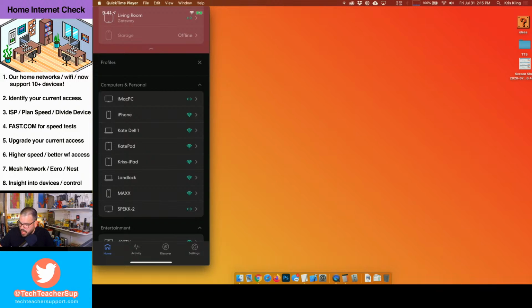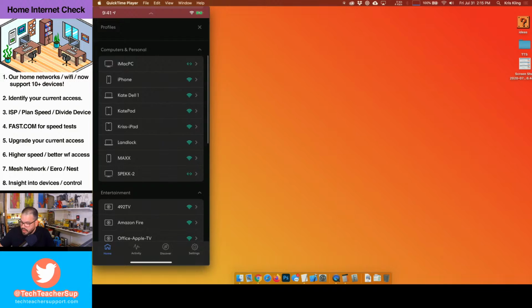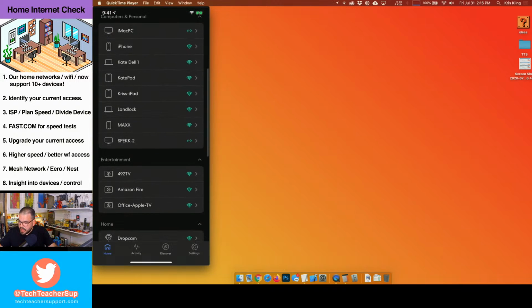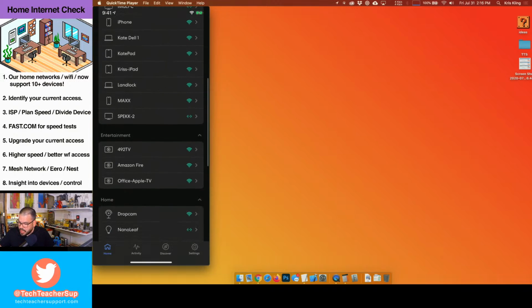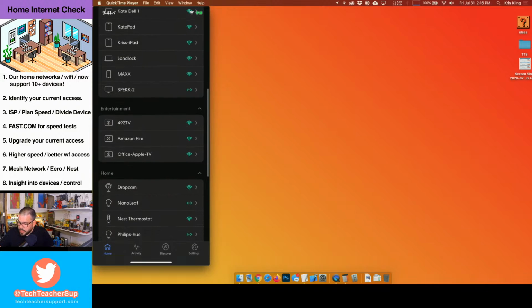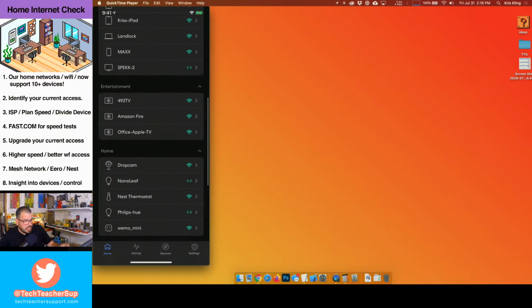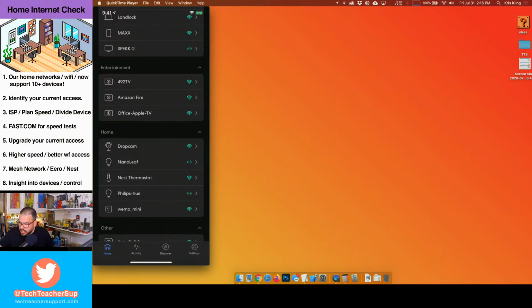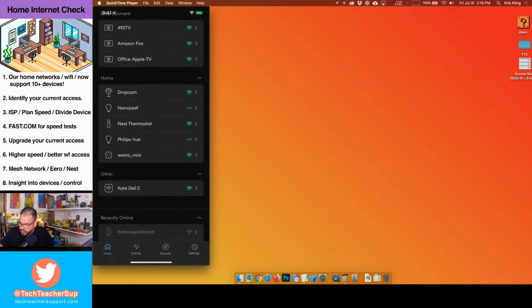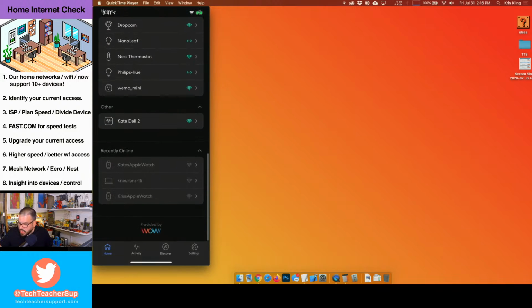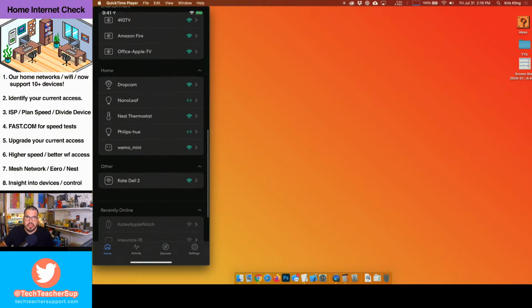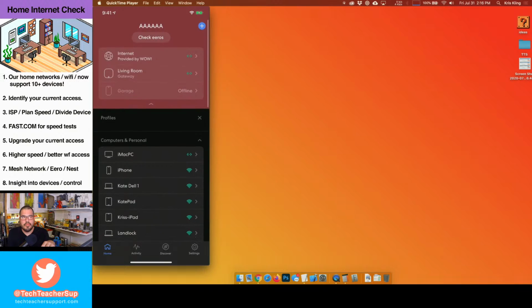So if we look through here, I have my computer, my phone, my wife's laptop, iPad, my laptop, my phone. We have the PC that's running the stream. I have our doorbell camera, our thermostat, some lights in here that are internet connected, my Apple Watch. So as you can see, today's home network has to keep track of a lot of devices.